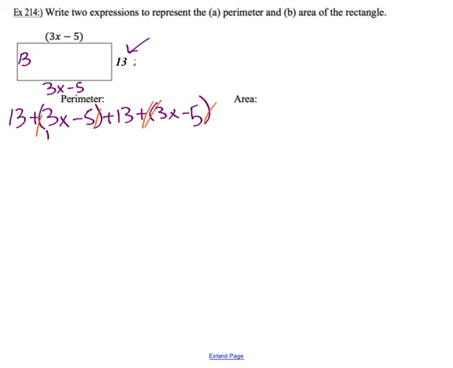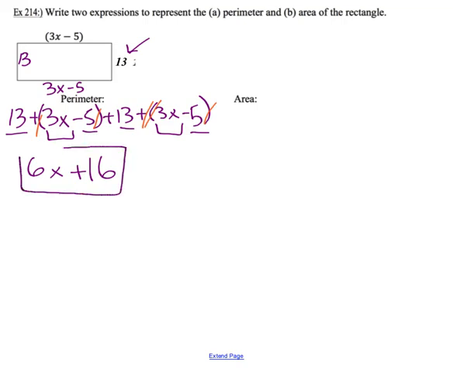So like terms, I've got 3x and 3x. That makes 6x. I've got 13, negative 5, 13, and negative 5. Well, 13 minus 5 is 8. And another 13 minus 5 is another 8. That's 16. So the perimeter is 6x plus 16 units. We don't know if it's feet or miles or whatever, so they're just units.